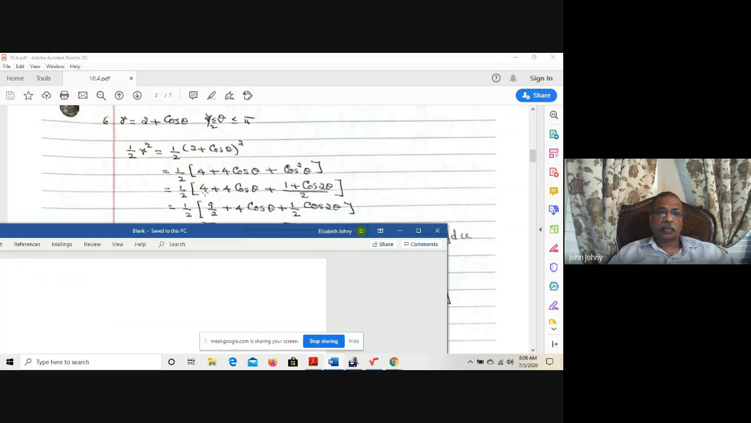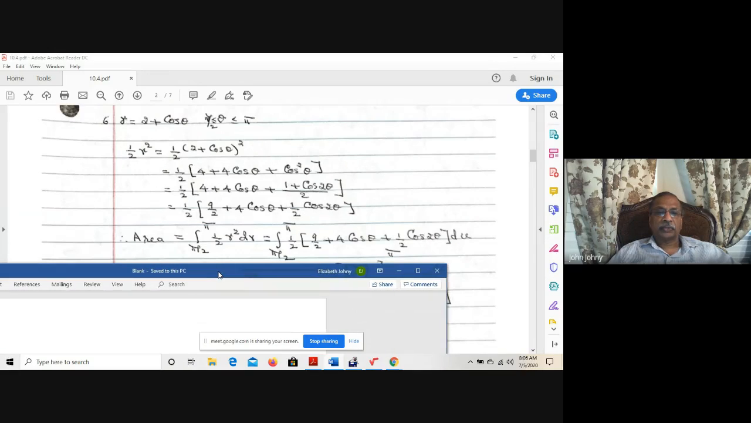So you have a 4 here. 4 plus 1/2 is 4.5. That is 9 over 2 plus 4 cos theta plus 1/2. That is cos 2 theta over 2, that means 1/2 cos 2 theta. And now you are ready to integrate.